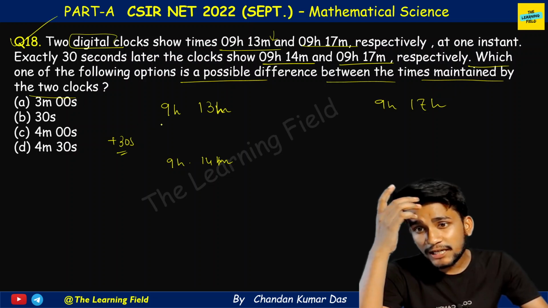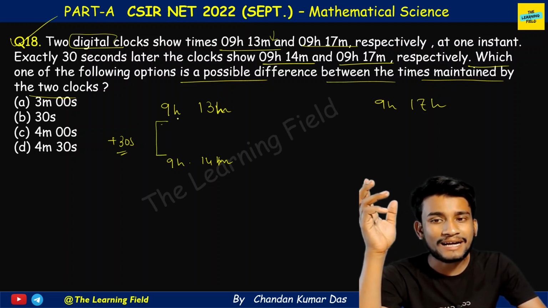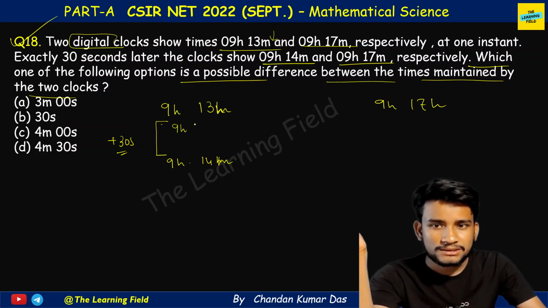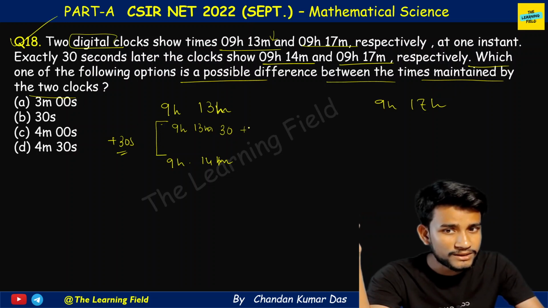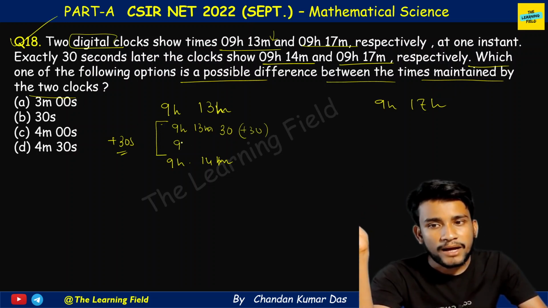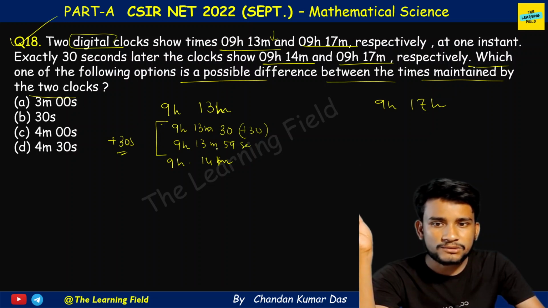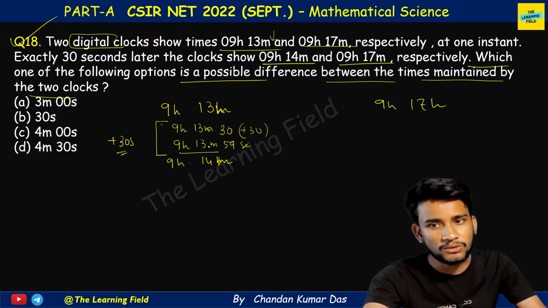So that means if we add 30 seconds to this time, then we get 9 hours 14 minutes. Therefore the exact time of this clock must be 9 hours 13 minutes and 30 seconds. If we add 30 seconds after this, then this gives exactly 9:14, and this is up to 9 hours 13 minutes and 59 seconds.